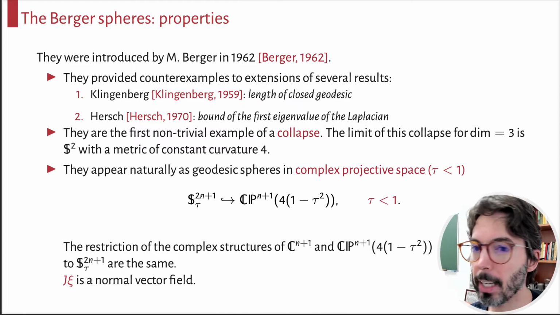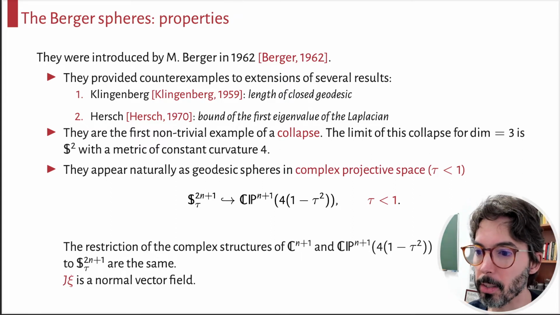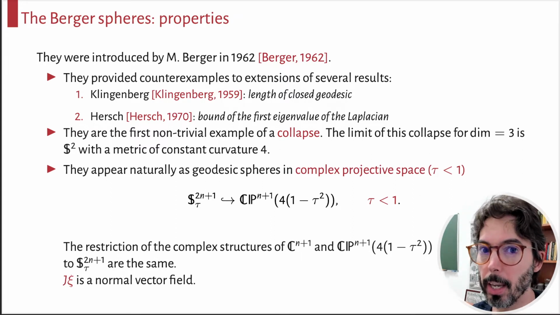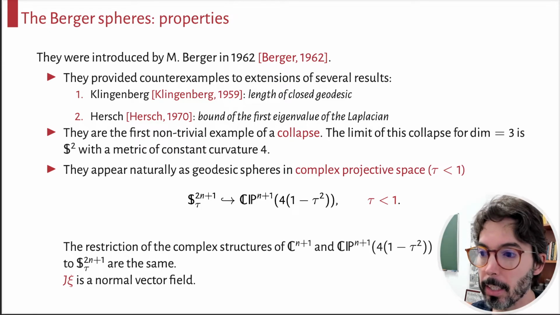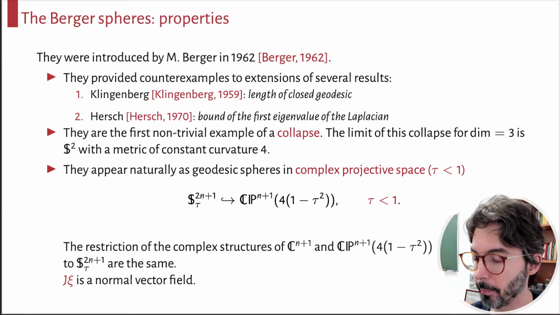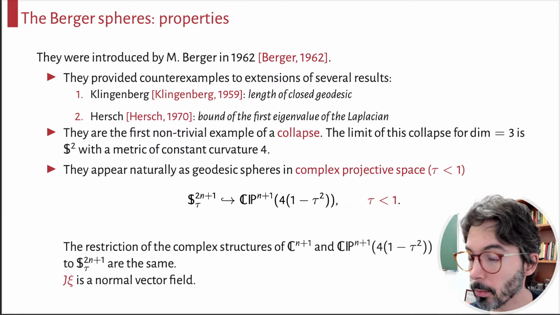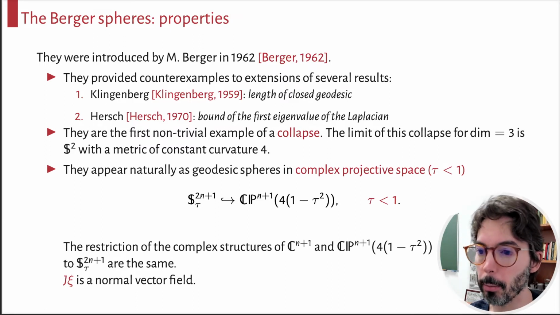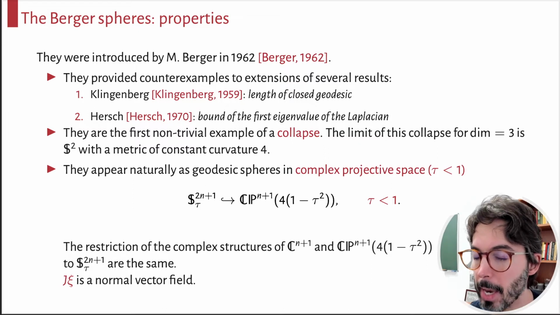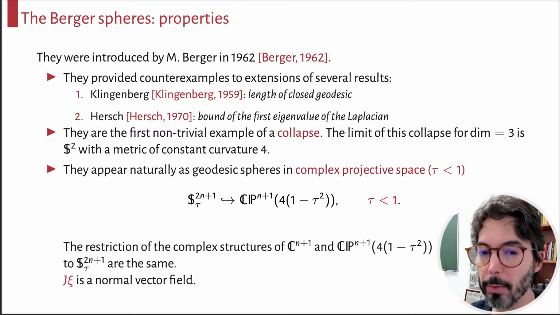They also appear naturally as geodesic distance spheres in the complex projective space. Again, here we are assuming that tau is less than 1. In the tau bigger than 1 case, they are actually geodesic spheres, but in the complex hyperbolic space. Okay? Throughout the talk, we only deal with the case tau less than 1, because the case tau bigger than 1 is of a different nature.